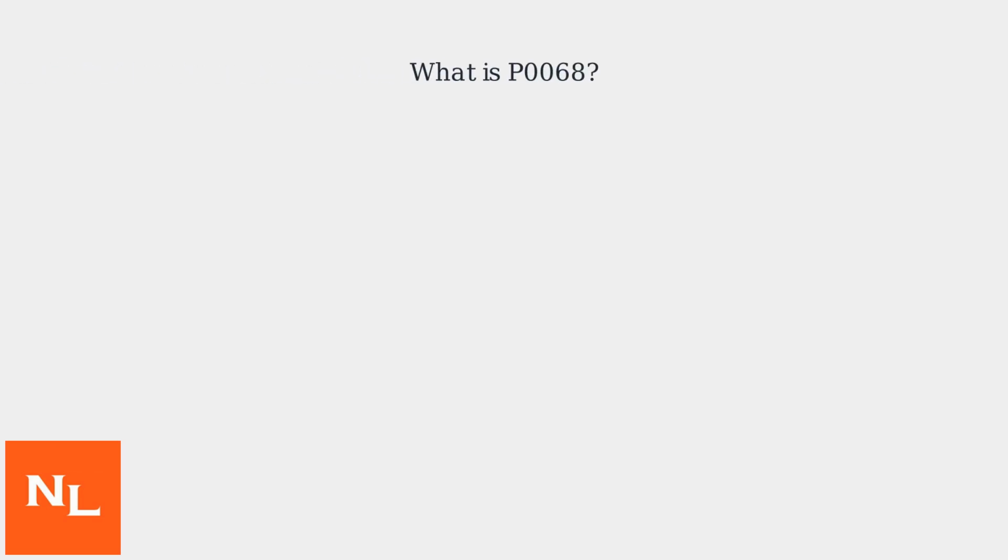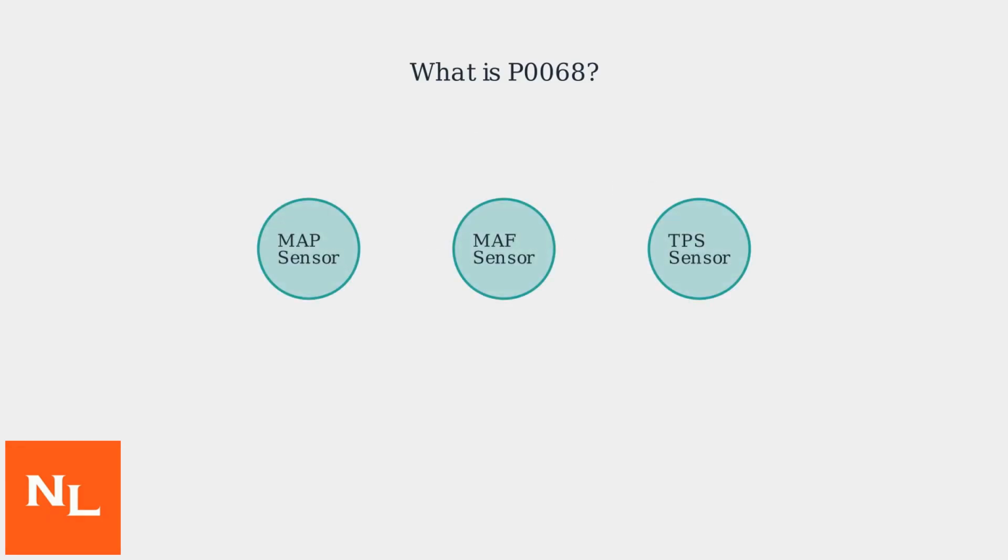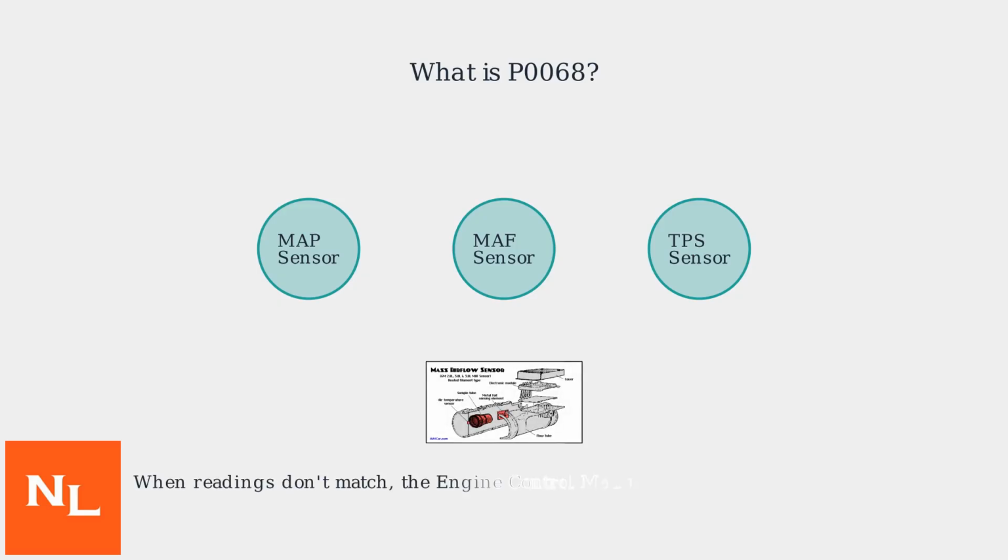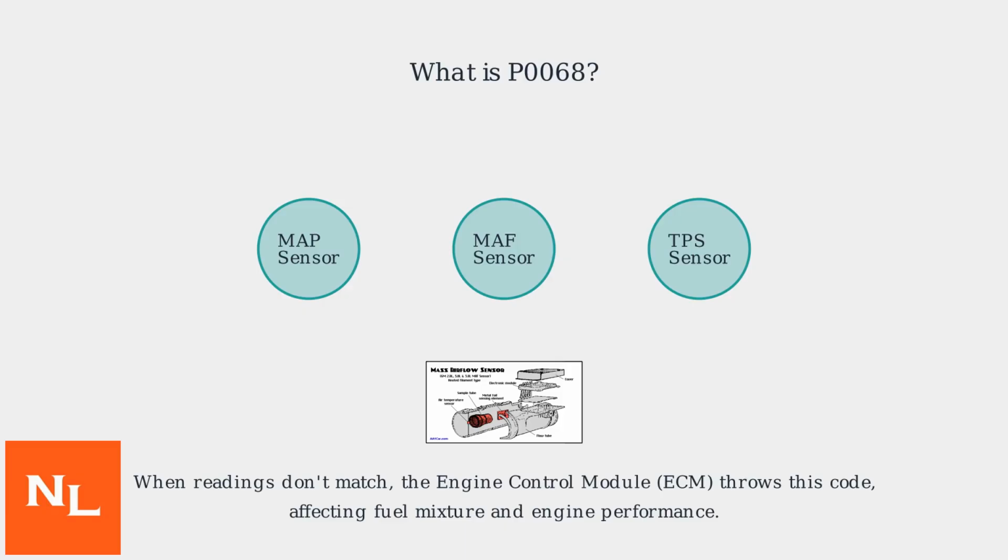The P0068 code indicates a correlation fault between your car's manifold absolute pressure (MAP) sensor, mass airflow (MAF) sensor, and throttle position sensor (TPS). These sensors need to agree on how much air is entering the engine. When their readings don't match, the engine control module (ECM) throws this code, affecting fuel mixture and engine performance.